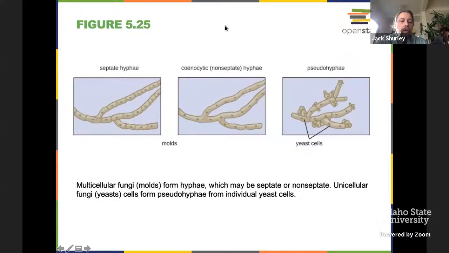Okay, so Friday we will pick up with the different types of fungi, and that's the end of this chunk of material. There are some details within here that I truly don't want you to get bogged down with.